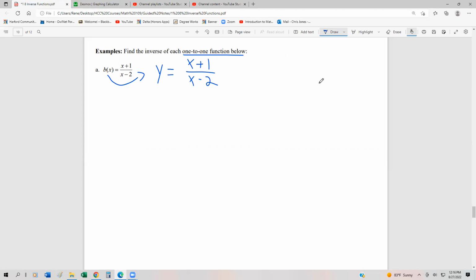All right, now, these last two examples are pretty tough. So we want to find the inverse of each one-to-one function below. And this one, we already know it's 1-to-1. It tells us that it's 1-to-1, so no need to graph it. First thing we're going to do, let's replace the b of x with y. So we're going to have y equals x plus 1 divided by x minus 2. Then we're going to interchange all the x's and y's. So we get x equals y plus 1 over y minus 2.